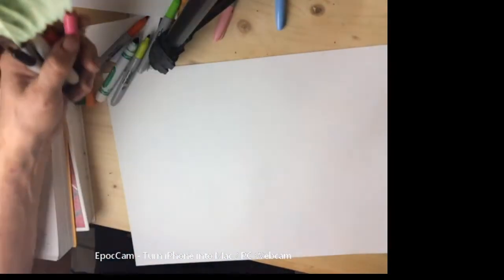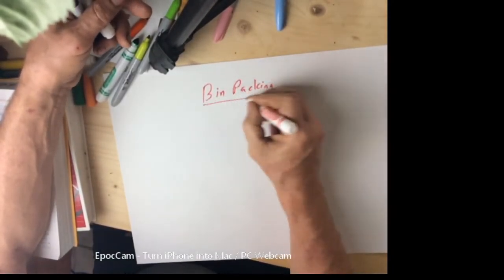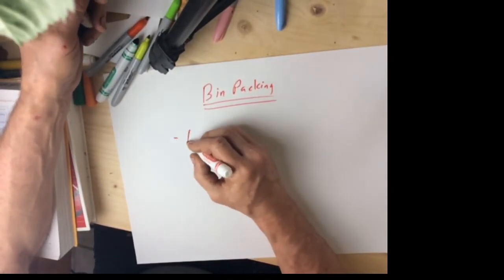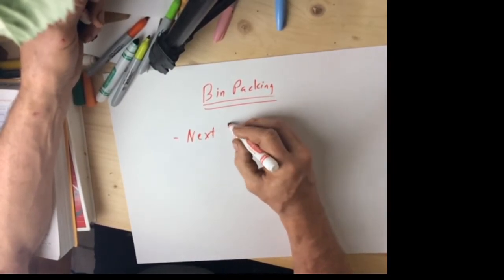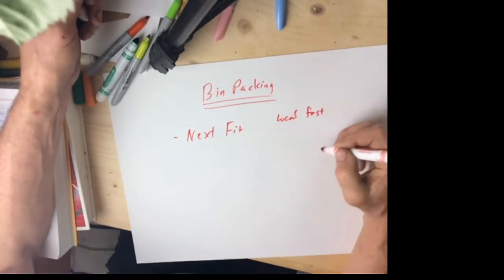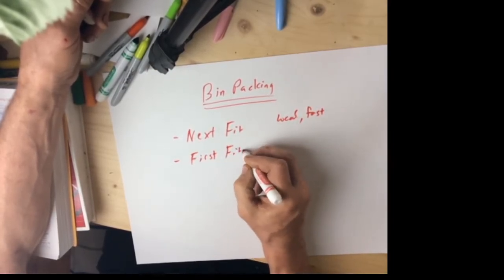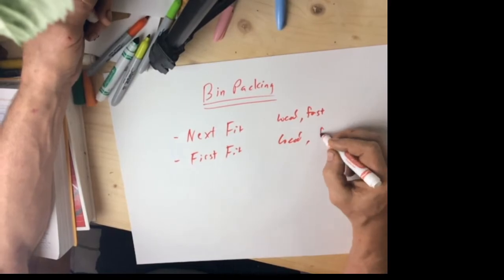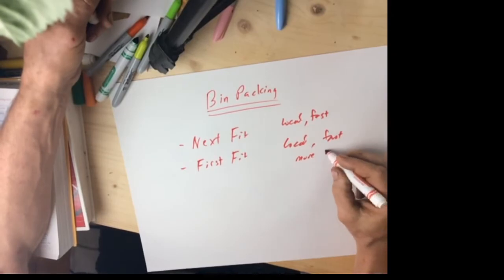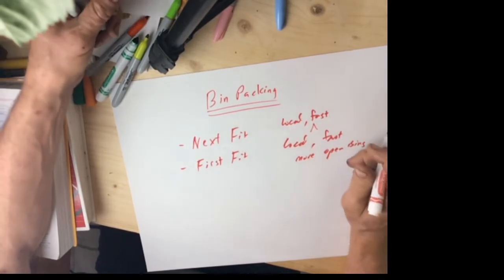Last but not least, bin packing. Now for the bin packing, I am going to use the names. So the first packing algorithm is called next fit. It is local, it is fast. Then comes first fit. It is local, it's fast, but it has more open bins. So it's probably better than that.